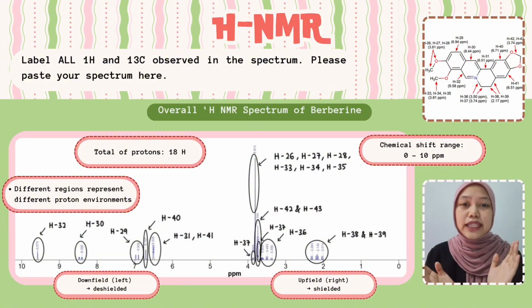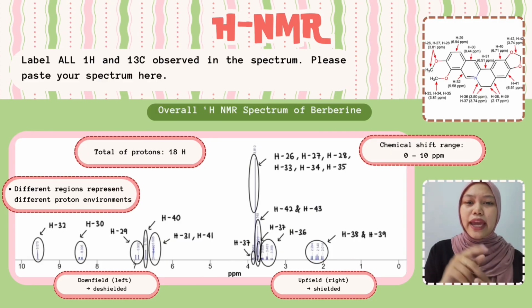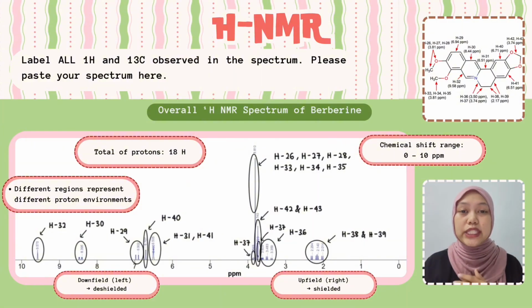It works by detecting how hydrogen nuclei respond to a magnetic field, and the signal produced gives information about their chemical environment. For our compound, which is berberine, the molecular structure contains 18 hydrogen atoms that contribute to the 1H NMR spectrum. These protons are present in different environments such as aromatic, methoxy, and also aliphatic regions. So this results in different signals in the spectrum.